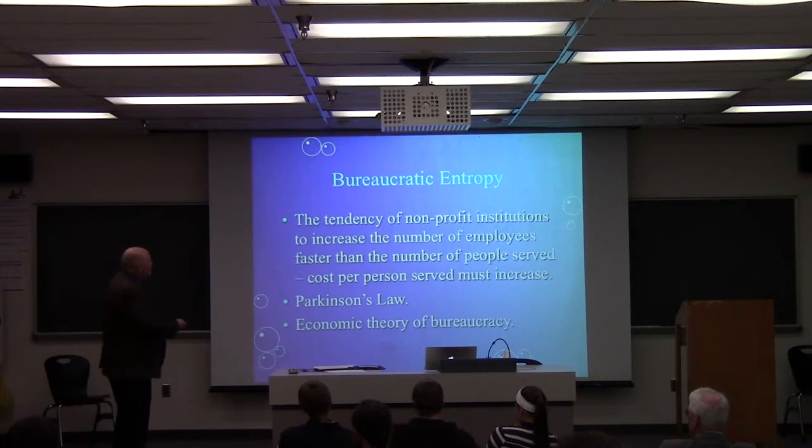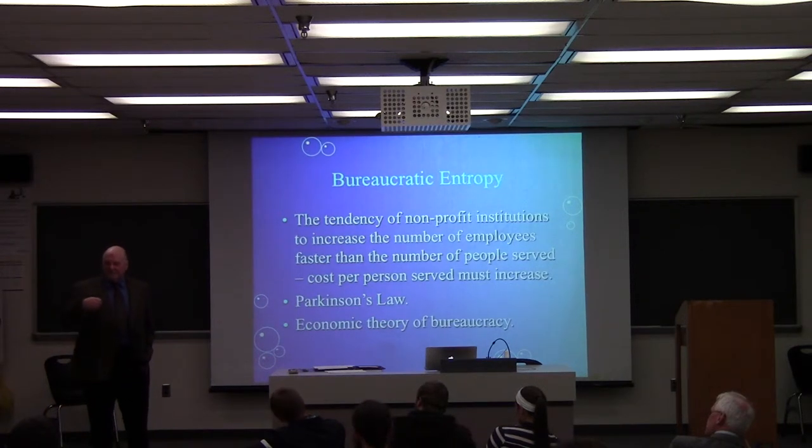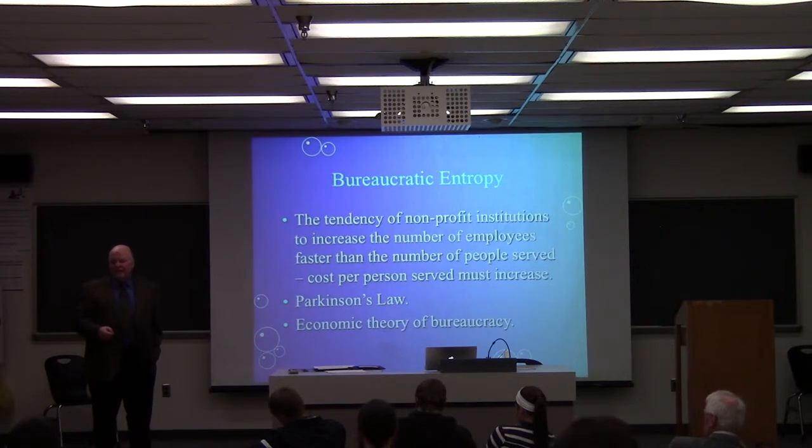Where this term, bureaucratic entropy, came from was studies of the relationship between municipal workers and the population of the city. And what they found there, systematically, was that municipal workers grew faster than the population. Now, think about that for a moment. There ought to be economies of scale in public city services. In other words, it should be going in the opposite direction. So what's going on here? Why would that happen?